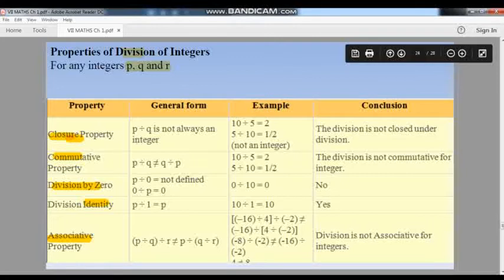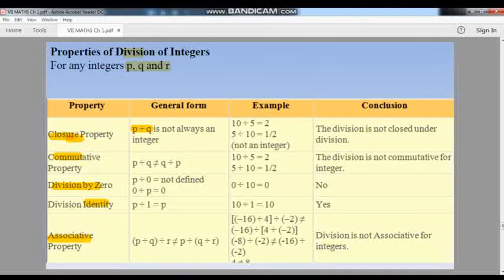In the closure property, if it is asked to divide p by q, clear? The answer which we get should be an integer. And if it is not an integer, then we can say that division is not closed under integers. Coming to the commutative property, we are changing the order, clear? That is p by q or q by p. When we do this, we should get the same answer at the end. Like 10 divided by 5 is 2, but when we divide 5 by 10, the answer is not the same. So we can say that division is not commutative for integers.